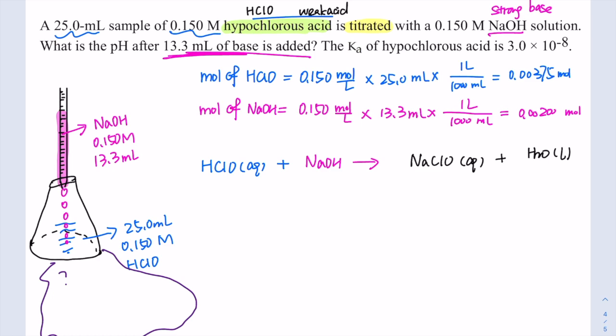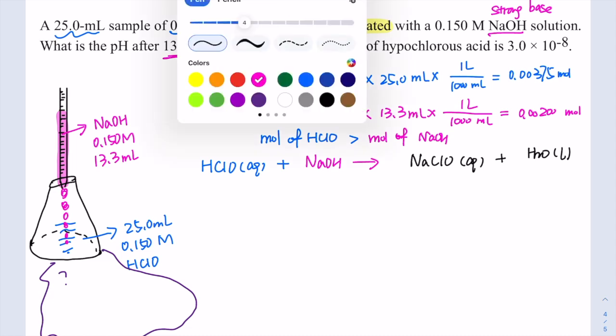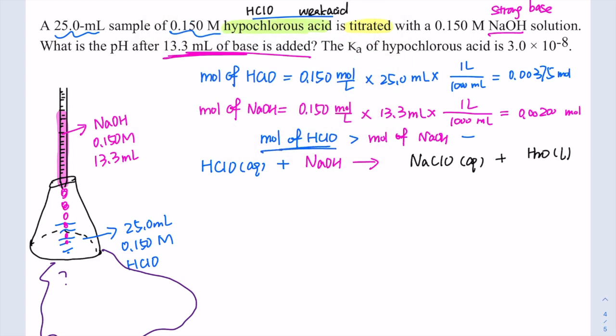At this moment, I have more moles of the acid, bigger than the moles of the base. Which means the base I added will be completely neutralized by the acid, and I still have some leftover acid. So in here you have an excess amount of leftover acid still there. And then what else? From this reaction, let's also show it from the work.